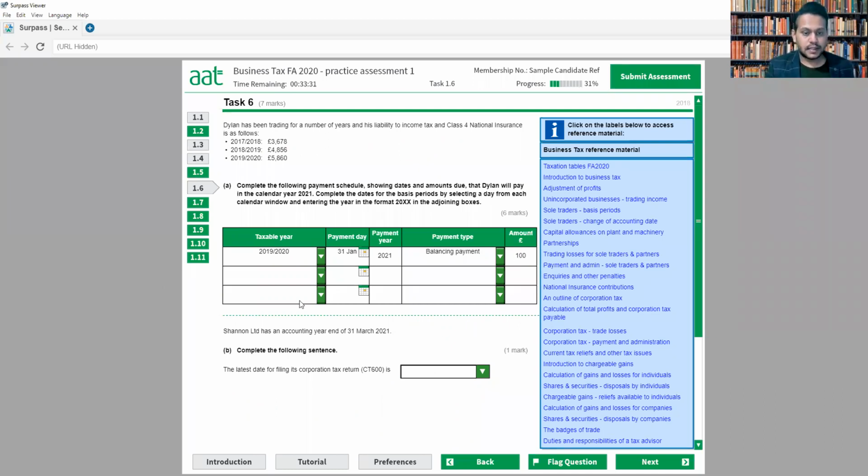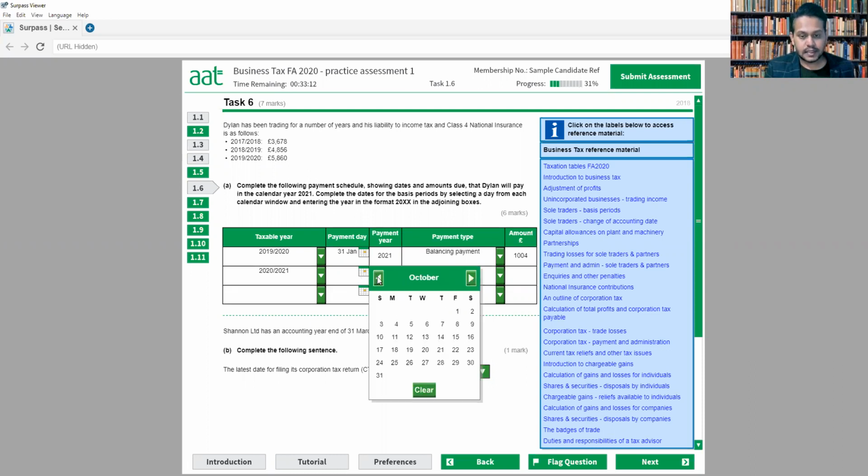Okay. Then the next one will be 2021. So 2021, I'll make the payment again. So I'll pick the tax year will be again the same year. Need to pay the calendar year. That will be 2021 anyway. That's my taxable year. And I have to pay 31st of January. Remember that the balancing payment and the first payment on account both are 31st of January.